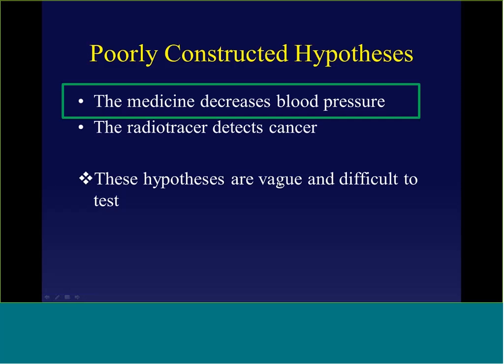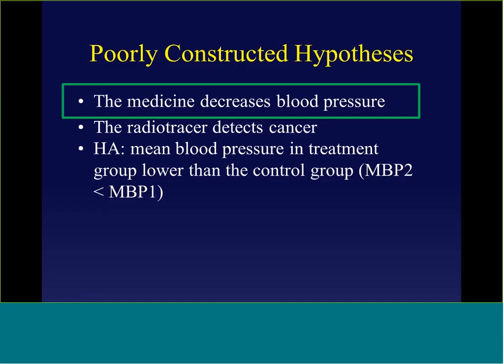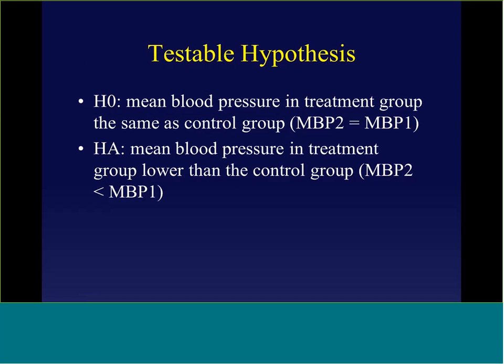Let's consider the hypothesis that the medication decreases blood pressure. How can we reword this so that it's more testable? Well, this might be a way of making that hypothesis more testable. Your null hypothesis would be that the mean blood pressure in the treatment group is equal to the mean blood pressure in the control group, that is, that there is no effect of the treatment given to the subjects. Whereas the alternative would be that the mean blood pressure in the treatment group is lower than the mean blood pressure in the control group.